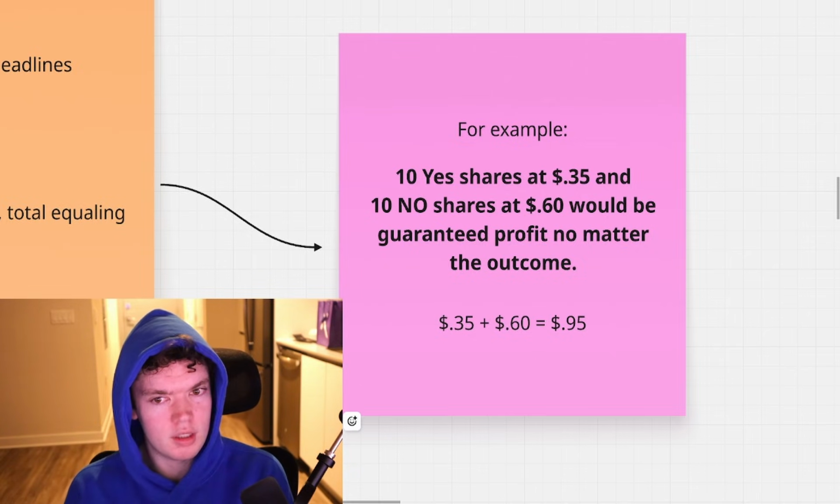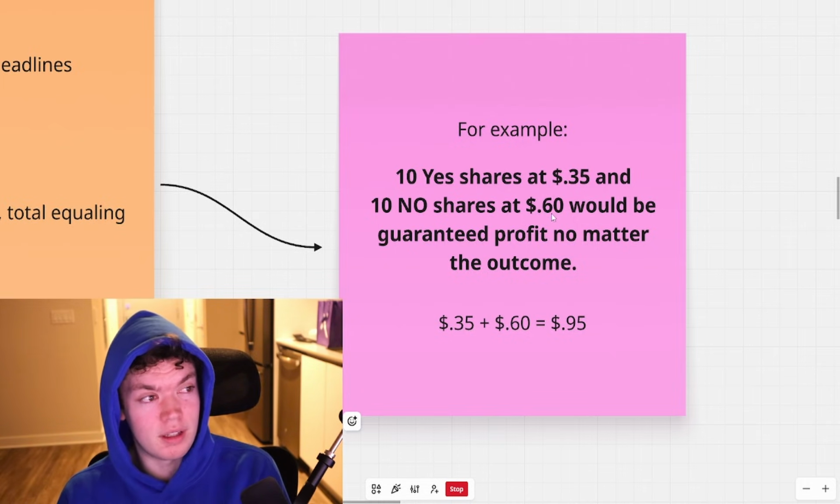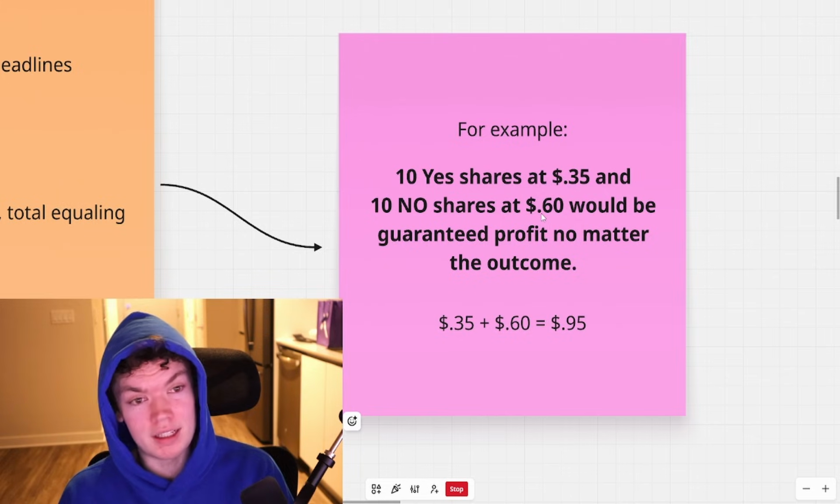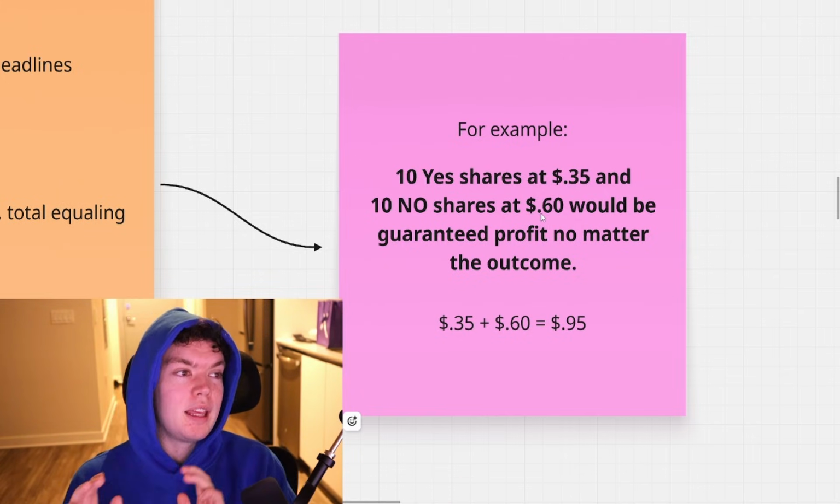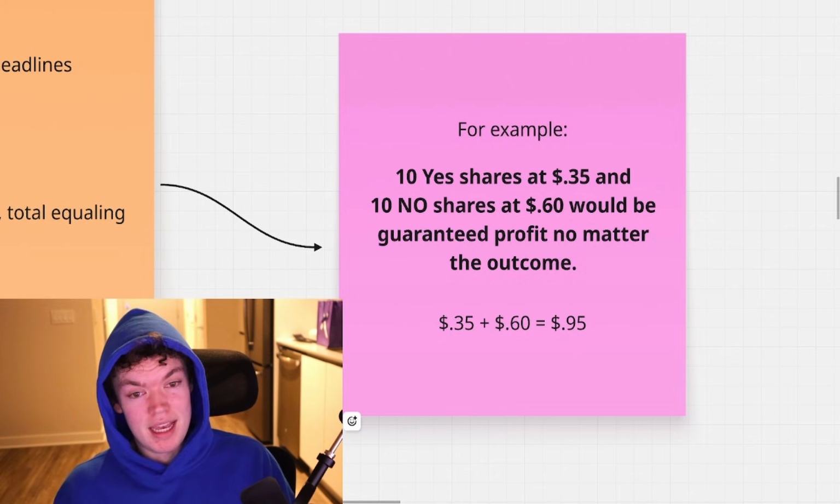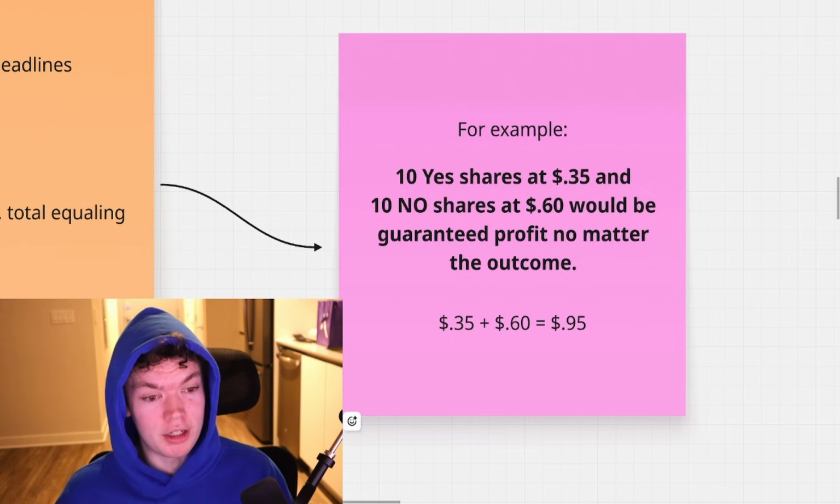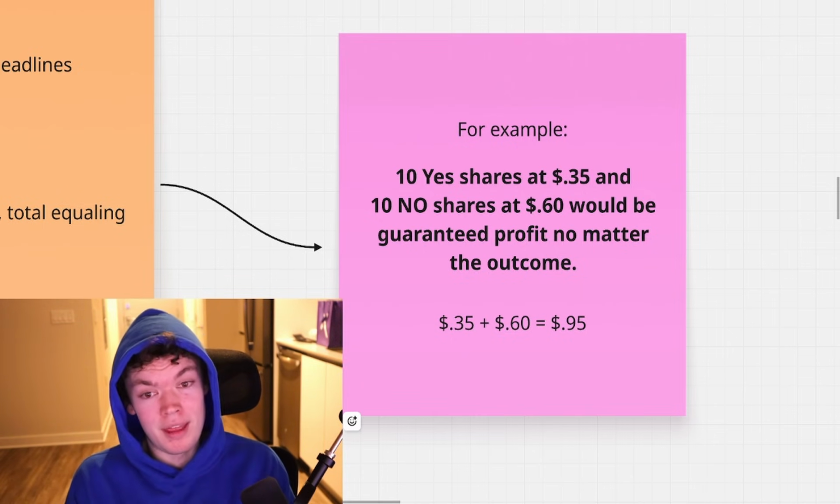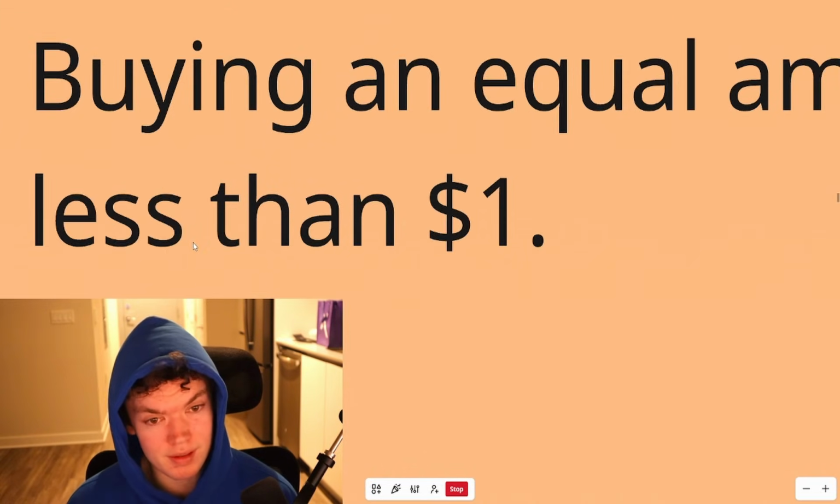So let's say you bought 10 shares at 40 cents and 10 shares at 60 cents for the different sides. You will break even because 40 plus 60 equals $1, 100. So you will break even. On the flip side, let's say you buy 10 shares at 45 cents and 10 shares at 65 cents. What is that, like $1.10? You're going to lose money no matter the outcome. So arbitrage is where both sides equal less than $1.